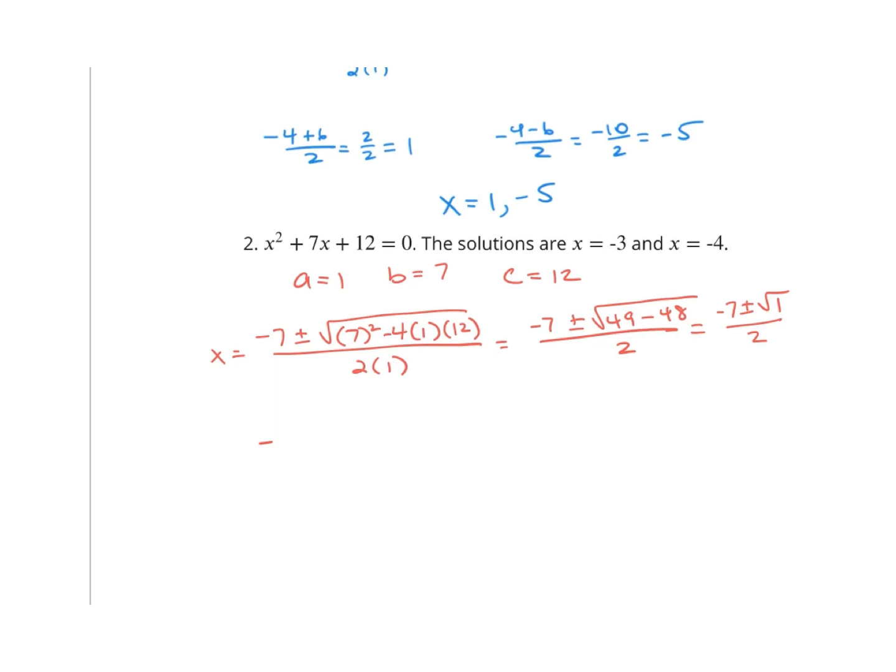Okay, now I'm going to separate negative 7 plus 1 over 2 and negative 7 minus 1 over 2. Negative 7 plus 1 is negative 6. Negative 6 over 2 is negative 3. Negative 7 minus 1 is negative 8. Negative 8 over 2 is negative 4. So my two solutions are negative 3 and negative 4.